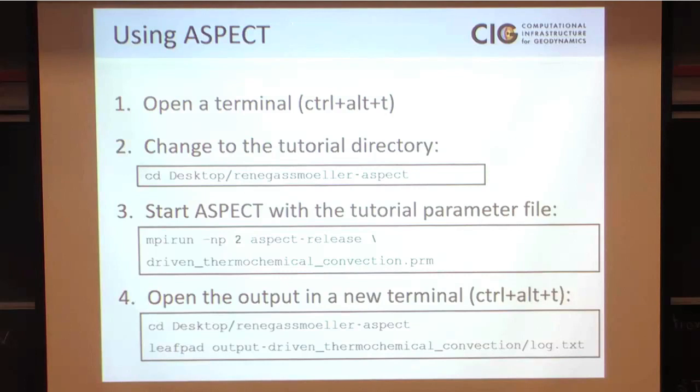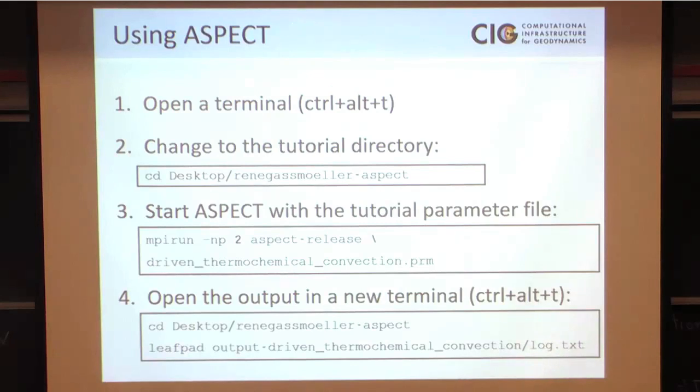Either way, if everything worked, then you should see a lot of text appearing in the terminal on your screen. Some of this is actually interesting, but we can't follow it because it's going too fast. But Aspect also copies all of this output into a subdirectory of the one you're currently in. It's called output-driven thermochemical convection. It's the output directory where all of the output of Aspect will be stored. And the file is called log.txt.